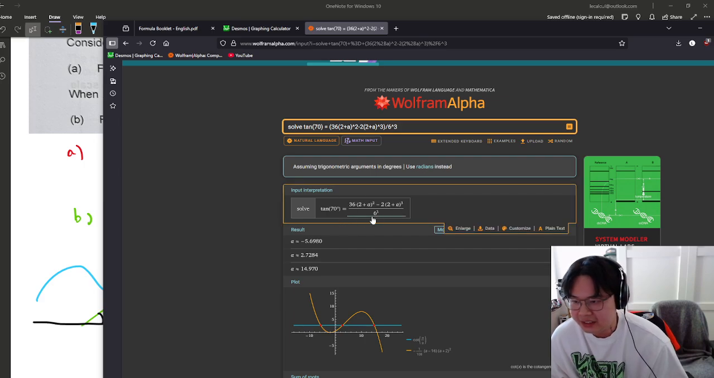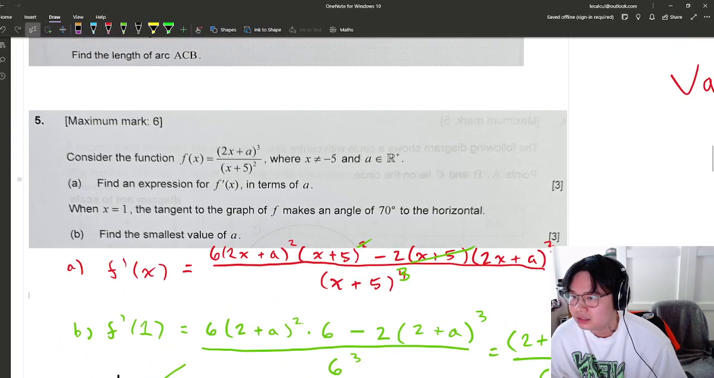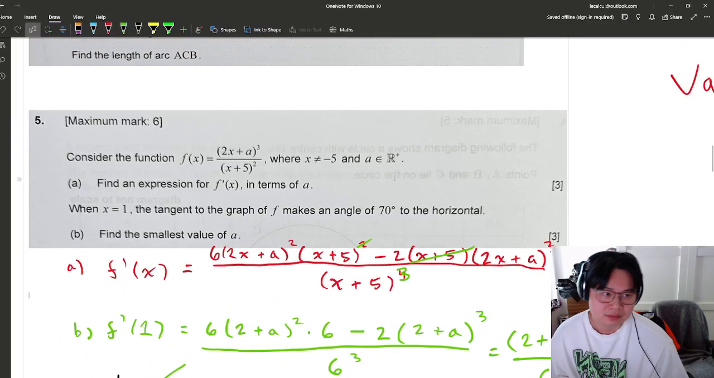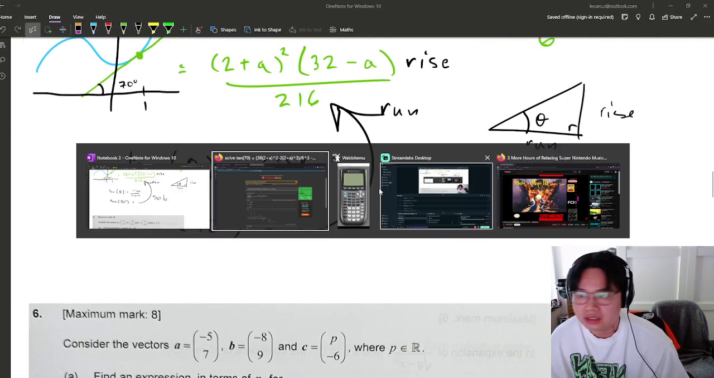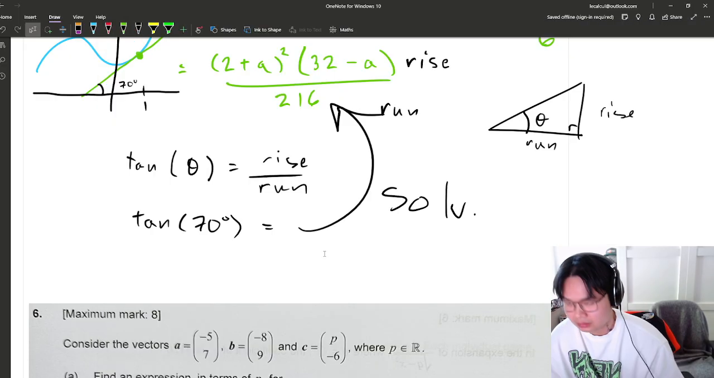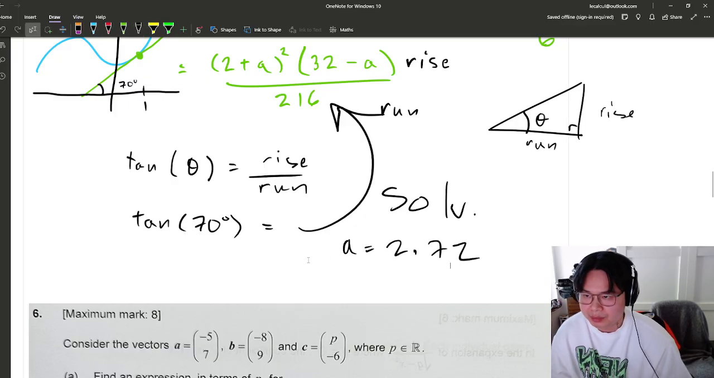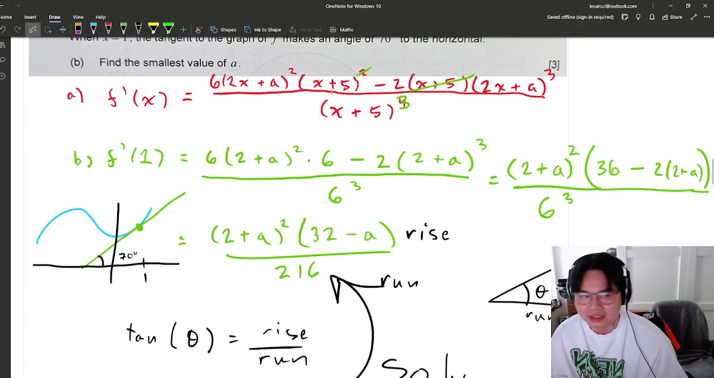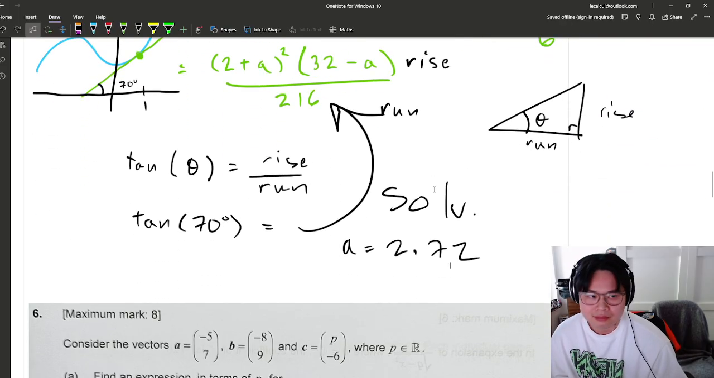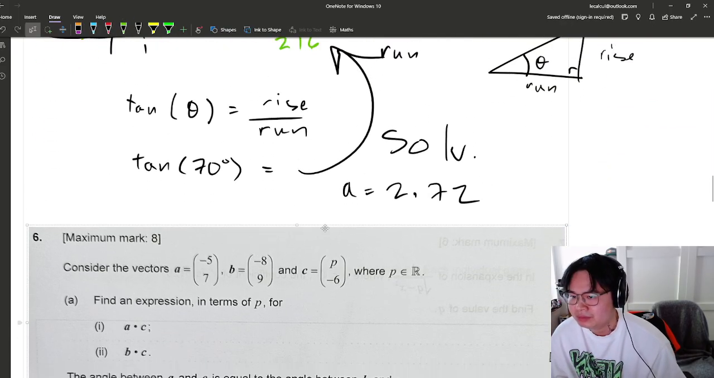Okay, so here it is. Equation solve. Choose the smallest value, which is A. A has to be a positive number though, so that's 2.72, I guess. It might be wrong. If it's wrong, then it's because I typed this in wrong or something. But that's the theory, or how you would approach it.